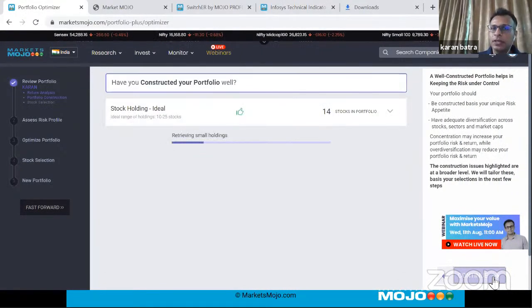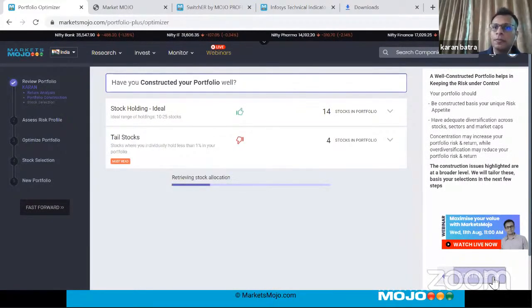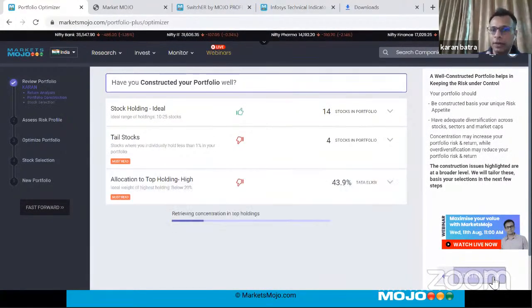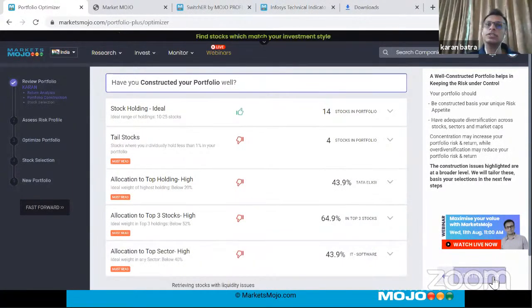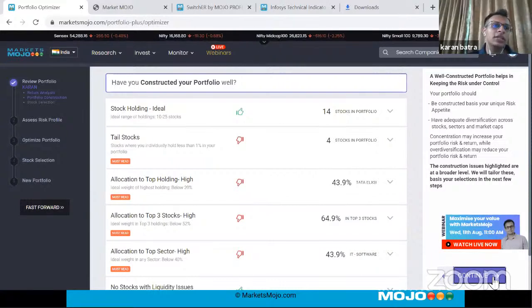Portfolio optimizer will help you better your portfolio, strengthen your portfolio across two parameters. First is the portfolio construction, and second is stock selection. Now, why construction is important? Construction will look at your allocations across stocks, market caps, sectors, and help you tailor your portfolio to have a more balanced portfolio.